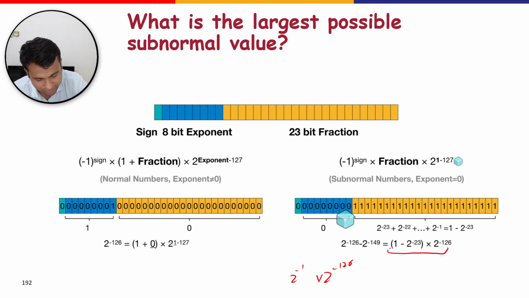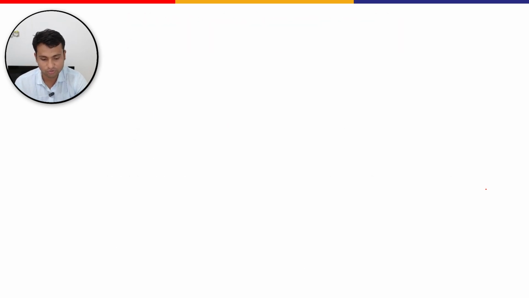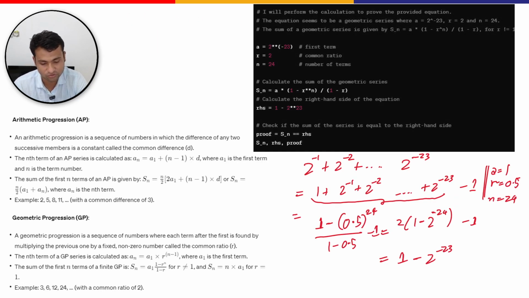How do you get this factor here? Because of the fraction bits which you are adding, this is 2 raised to the power minus 1, this is 2 raised to the power minus 2, 2 raised to the power minus 3, all the way up to 2 raised to the power minus 23. So this forms a GP. So how do you calculate this in terms of GP?